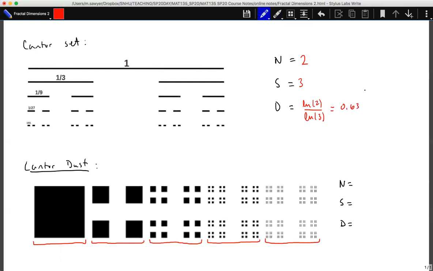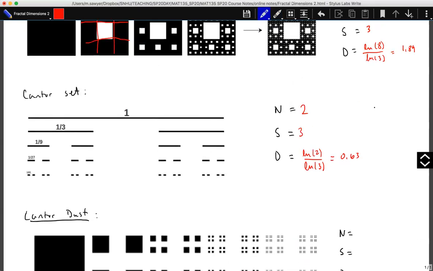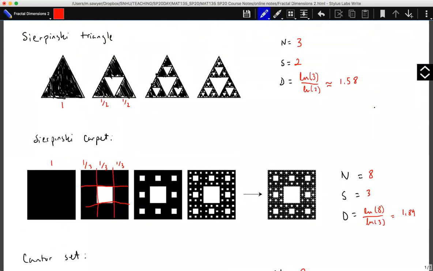0.63. Notice the Cantor set has dimension 1 over the dimension of the Sierpinski triangle, natural log of 3 over natural log of 2, which I think is kind of cool.